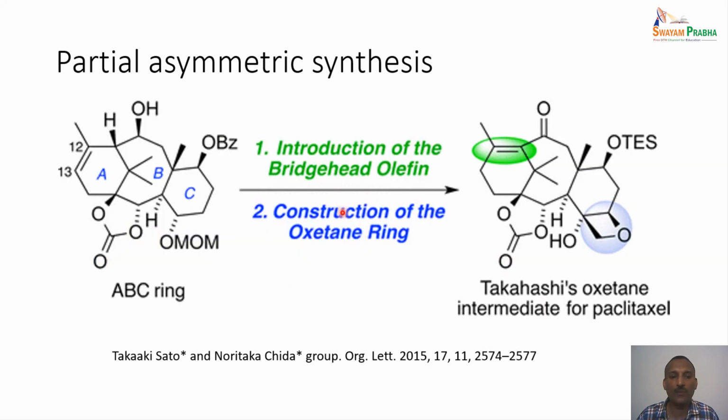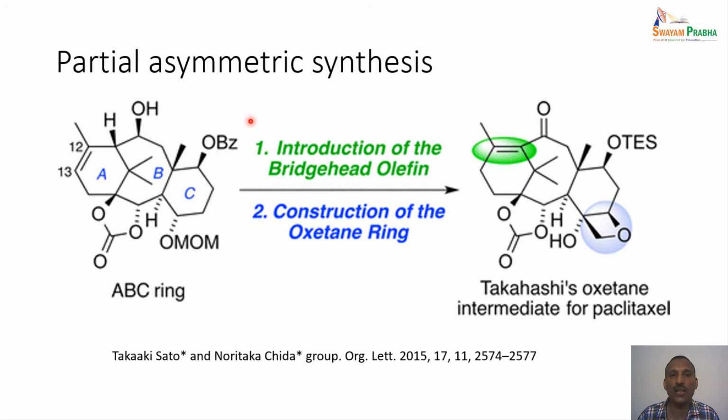Here is another example where Sato and Chida group had synthesized this particular intermediate. So from this, paclitaxel can be synthesized. That procedure is already known. So this starting material, that is the ABC ring, was converted to this particular final intermediate.